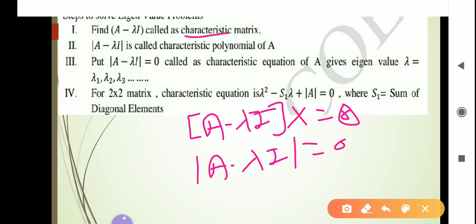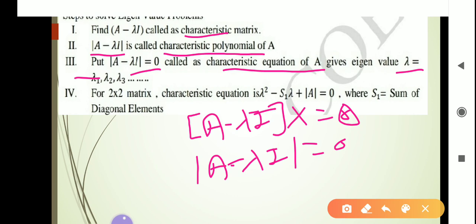If we consider this determinant of A minus lambda I equal to 0, then we will get one polynomial in terms of lambda. That polynomial is called the characteristics polynomial, or characteristics equation, of the given matrix. And if we find the roots of that equation, we get the values of lambda, that is lambda 1, lambda 2, lambda 3. Those values are our required eigenvalues.